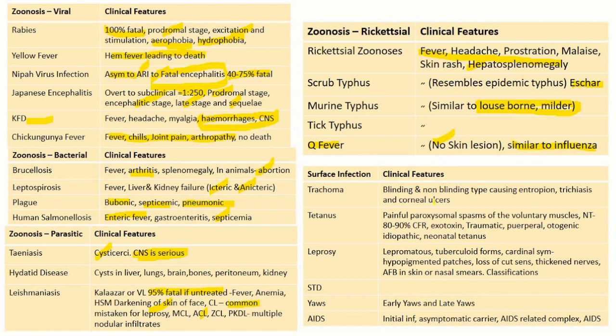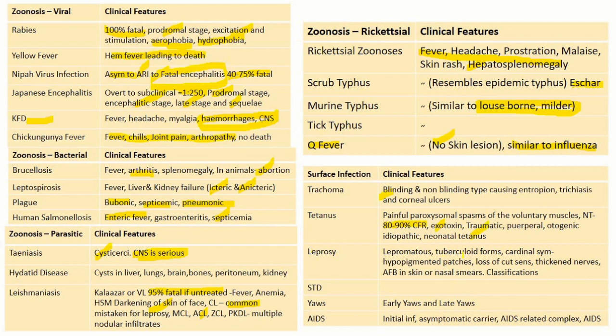Trachoma presents with blinding and non-blinding types, causing entropion, trichiasis, and corneal ulcers. It is one of the common causes of blindness in developing countries. Tetanus is associated with painful paroxysmal spasms of the voluntary muscles. Neonatal tetanus is 80 to 90% fatal. It is due to the exotoxin. Traumatic, puerperal, autogenic, idiopathic, and neonatal tetanus are the types of tetanus.